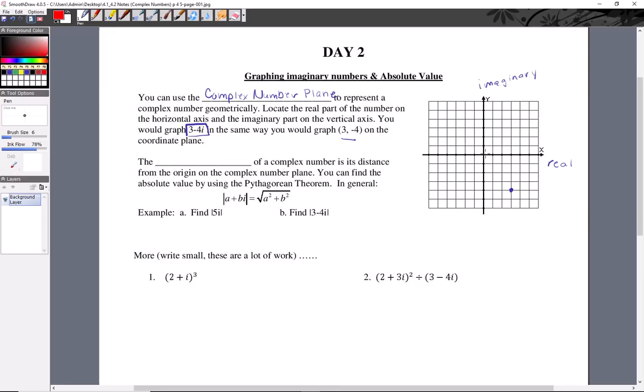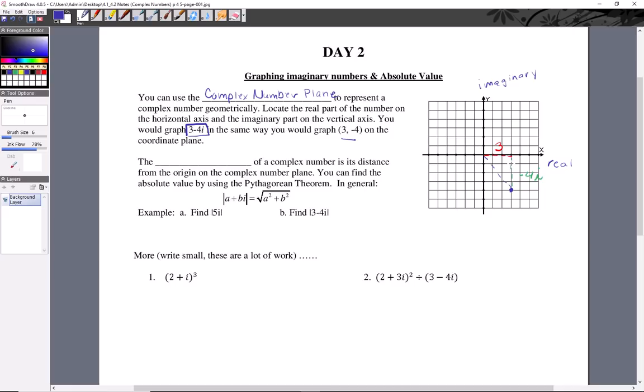Because if you actually look at the geometry of it, if you look at the horizontal, that's going to be 3 in the real direction, and in the vertical, which is your imaginary direction, you'll go down 4. So that will be representing negative 4i. And a lot of times they'll go ahead and draw a broken line from the origin to the point. Kind of helps a little bit if you have a ruler, but with my setup it's going to be a little awkward, but you get the idea.